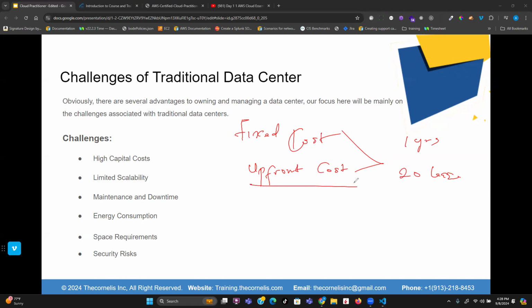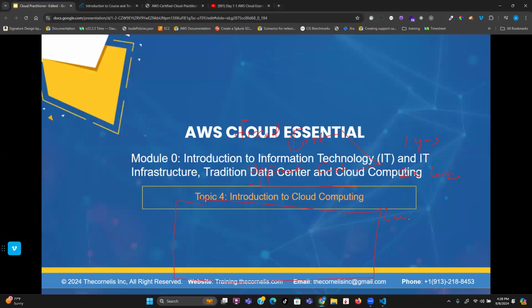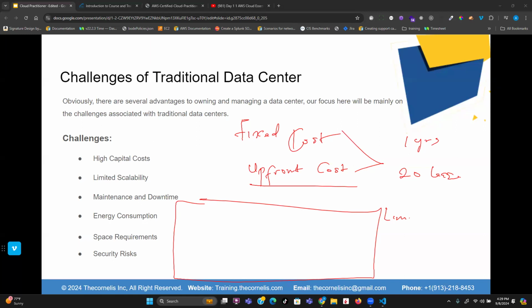Then the second challenge, if you go back to my diagram the other time, you will notice one thing: when we have a data center, this data center, because it's a warehouse, has what we call limited capacity. Because no matter how big the warehouse is, it has limits, right? It's not elastic. So that is the second challenge. Because of its limited capacity, it has limited scalability.